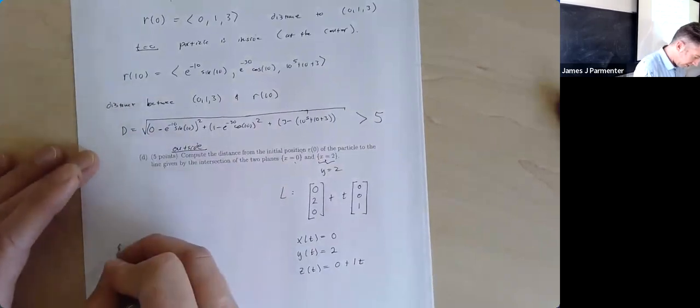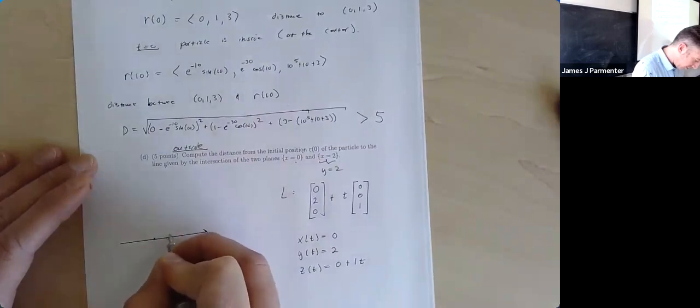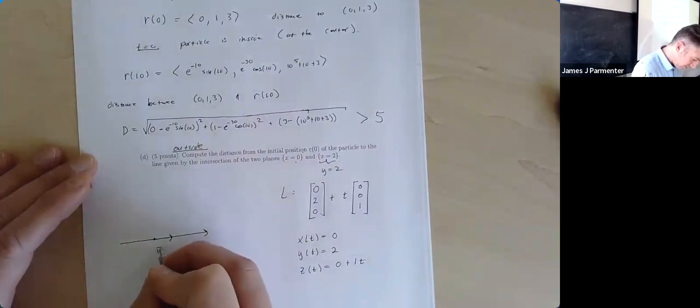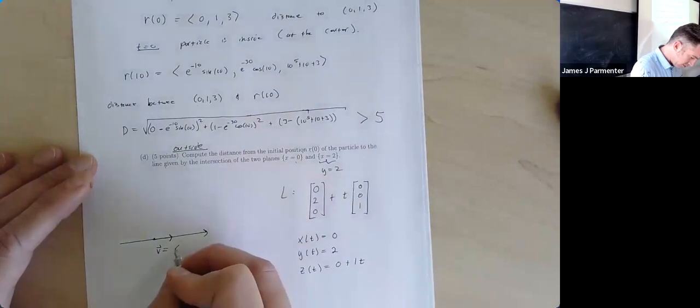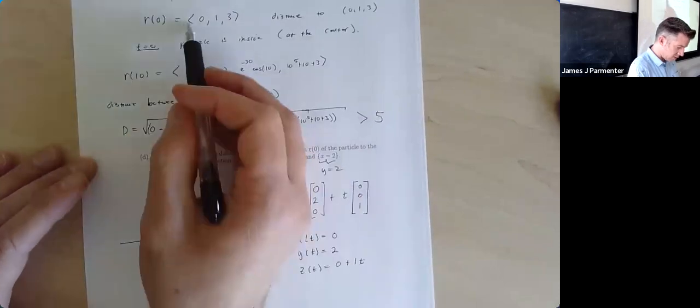So here's our line drawn in not the right orientation, but I don't care. And the vector of travel is going to be 0, 0, 1. And then the point we're talking about is our initial point, which was 0, 1, 3.